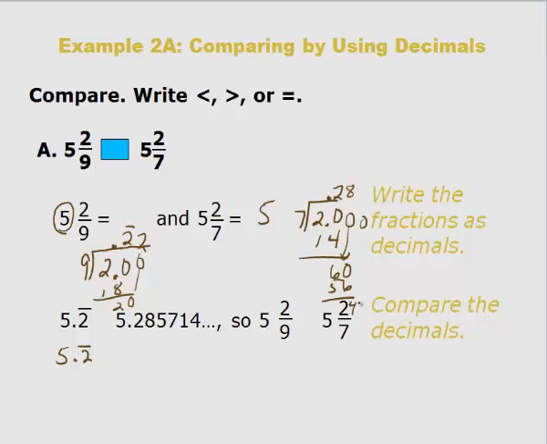Subtract, and you can see this one goes on a little longer. 7 goes into 40 5 times. 5 times 7 is 35. And we can keep going. This is actually what it equals here.